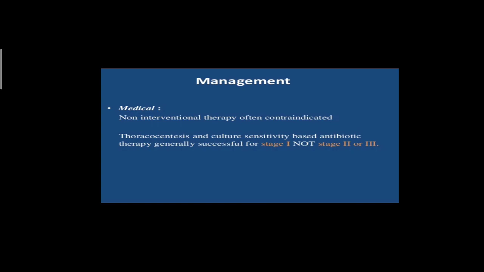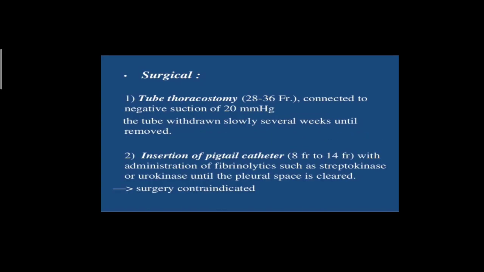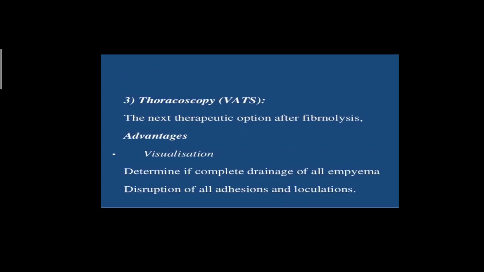Management: medical management. Non-interventional therapy is often contraindicated. Thoracentesis and culture-sensitivity-based antibiotic therapy is generally successful for stage 1, but it is not considered for stage 2 and stage 3. Surgical: tube thoracostomy, connected to negative suction of 20 mm Hg, with the tube withdrawn slowly over several weeks until removed. Insertion of a pigtail catheter with administration of fibrinolytics such as streptokinase or urokinase until the pleural space is cleared. If surgery is contraindicated, thoracoscopy is the next therapeutic option after fibrinolysis.